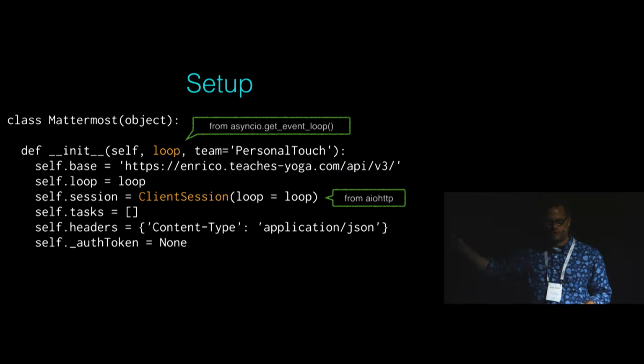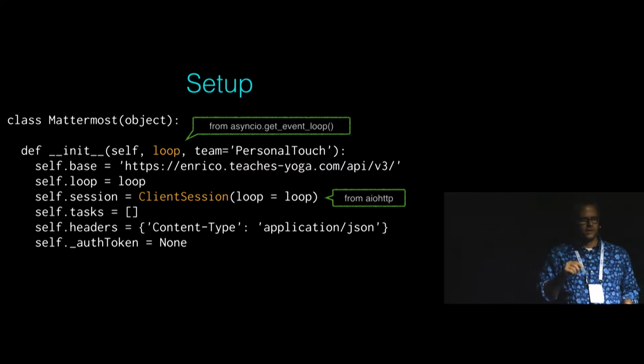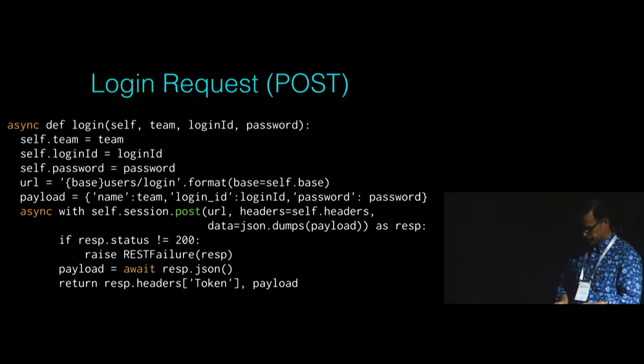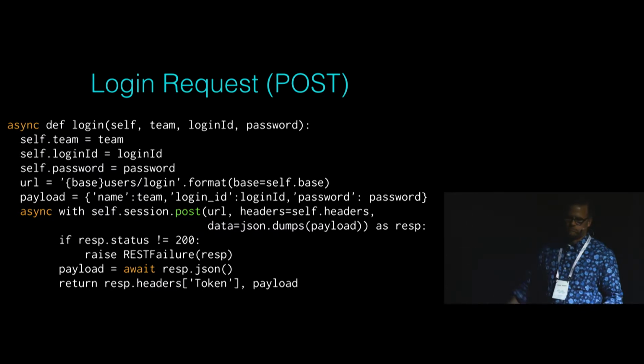Again, I'm introducing a run loop. This is from the async IO. And this client session here is actually from AIO HTTP, which provides me connection pooling. And again, it also knows how to do all the HTTP arbitration. Now, I need to do a login. That's the first thing I'm going to have to do as a user.